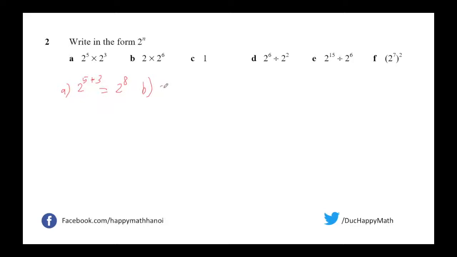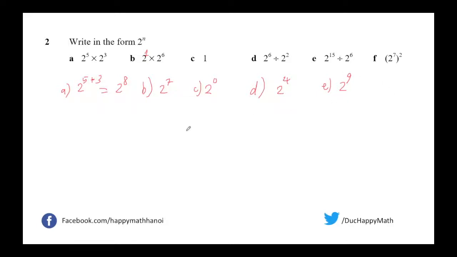B. 2 standing alone always means 2 power to 1. And 2 power to 1 times 2 power to 6 means 2 power to 7. Question C, 1 means 2 power to 0. D is division of power numbers, so you subtract the power numbers: 6 minus 2 equals 4. E, 2 power to 9, because 15 minus 6.